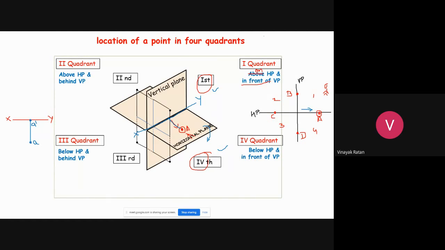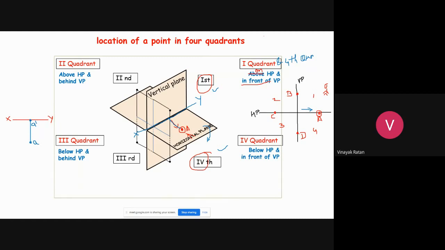That is your first case. First quadrant, a point will be lying in both first and fourth quadrant. Okay, a point lies in both first and fourth quadrant. It means whenever a question is given to you, a point is on HP and some distance, that is 30, in front of VP, to identify the quadrant in which it lies.